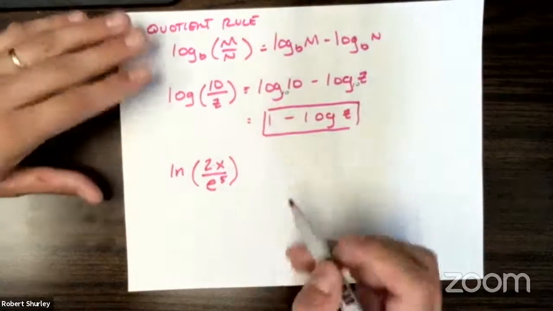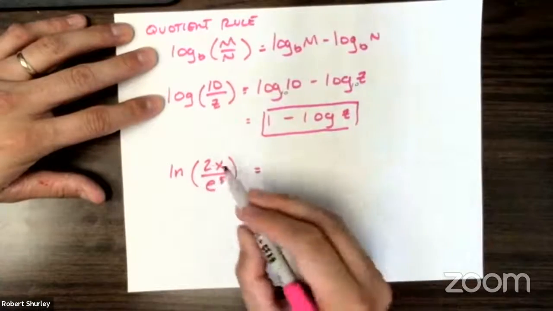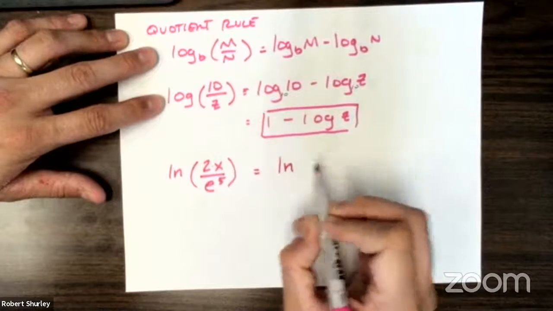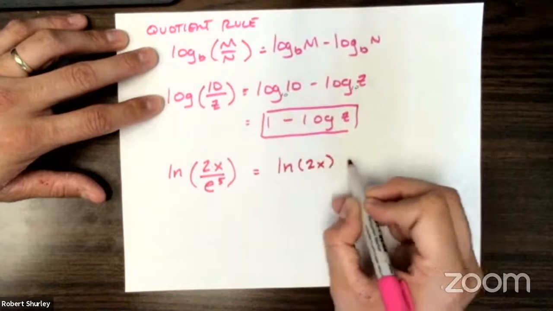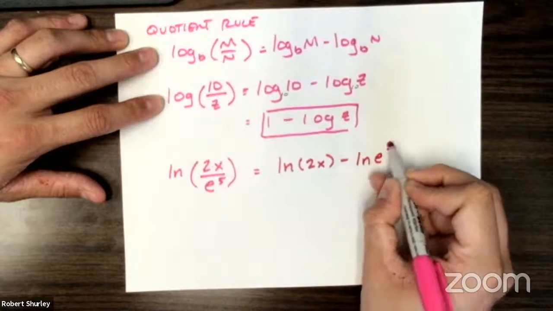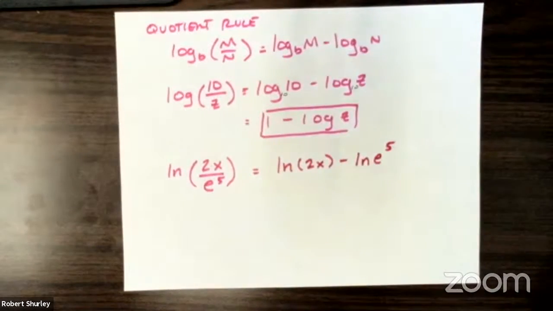So here's how we're going to separate this one. I'm going to break it down like this: ln of 2x minus ln of e to the 5th. We're going to do division first. That was the rule up here. So let's do division first.